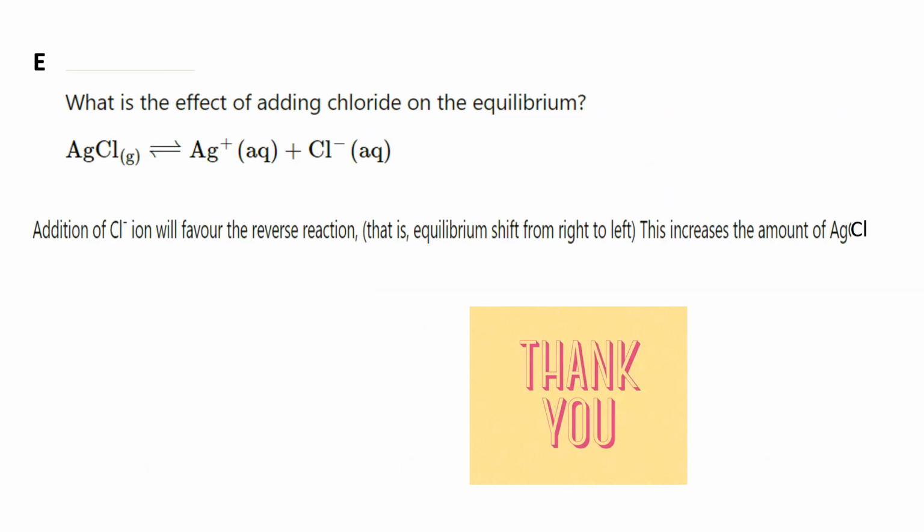Question E. What is the effect of adding chloride on the equilibrium? AgCl gives Ag plus aqueous plus Cl minus aqueous. Answer. Addition of Cl minus ion will favor the reverse reaction. That is, equilibrium shifts from right to left. This increases the amount of AgCl.